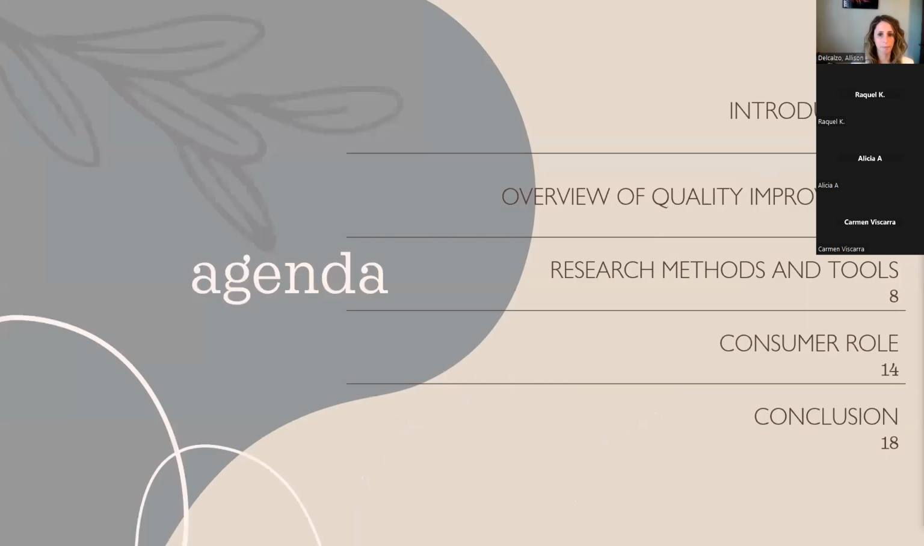So today's training is on quality improvement and the consumer role. So we'll start with talking about what quality improvement is, go into some details around research methods and tools. This is a topic that I could talk about for a million years. I actually really love this topic. And also, it's a very complicated topic. You can really go down a lot of rabbit holes. We are not going to do that today. We're going to stay pretty top level. And then we'll end by talking about the consumer role.